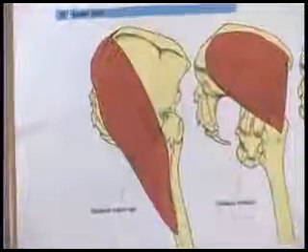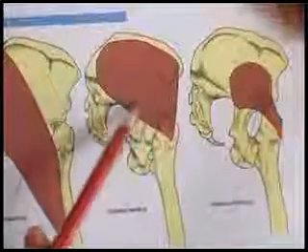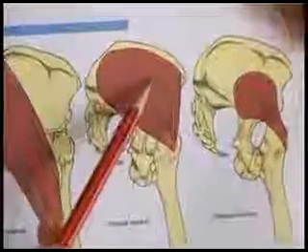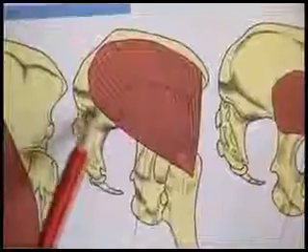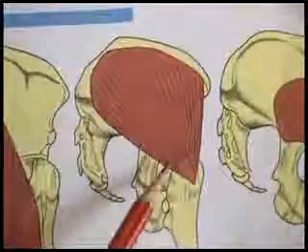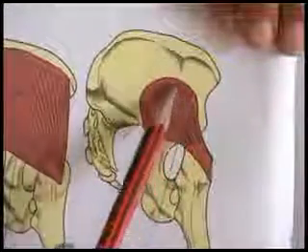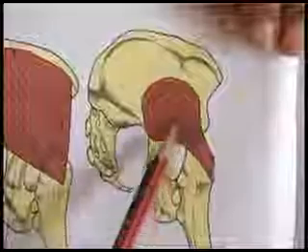The next figure shows the attachment of the gluteus medius muscle, which arises between the posterior and anterior gluteal lines. The smallest one is the gluteus minimus, which arises between the anterior and inferior gluteal lines.